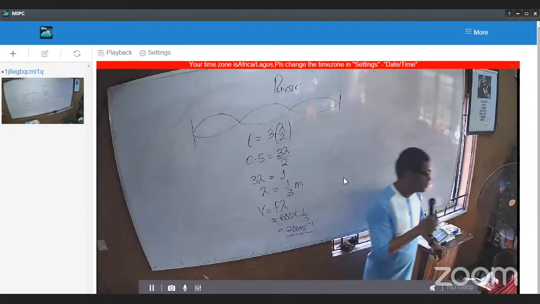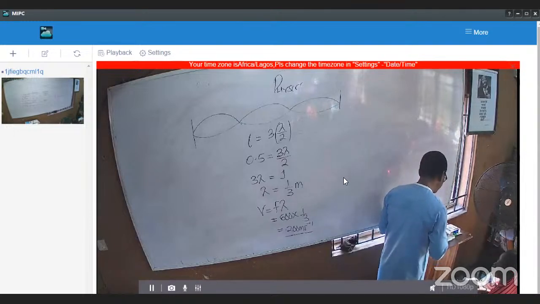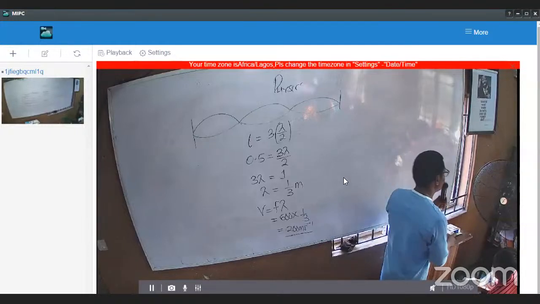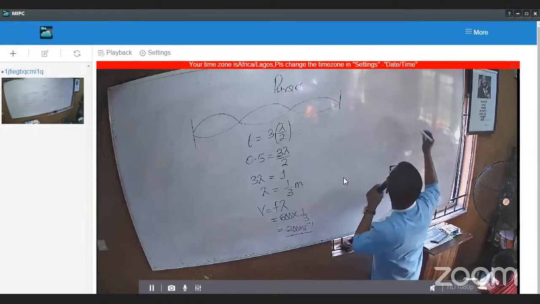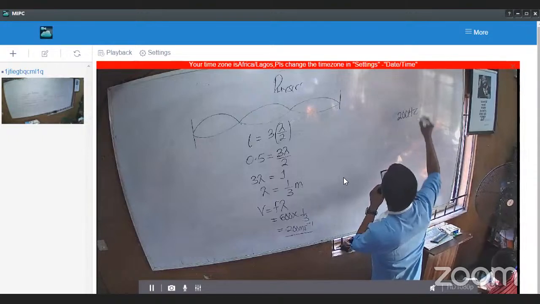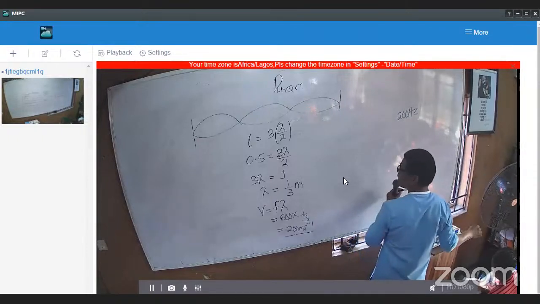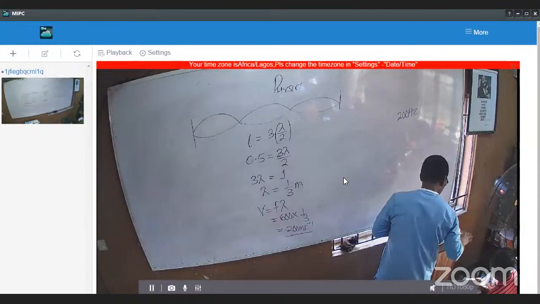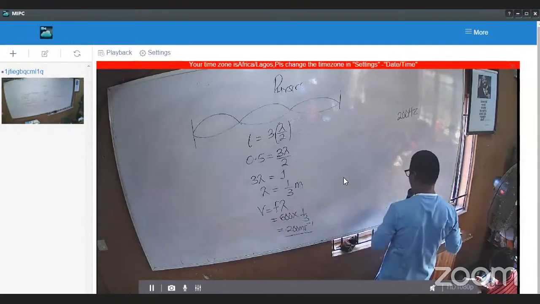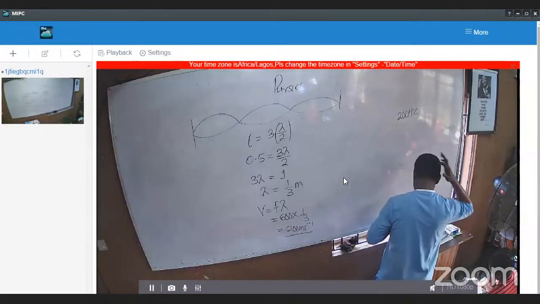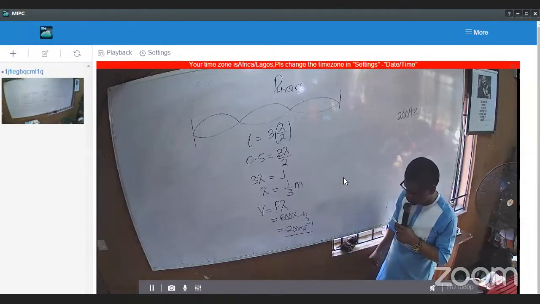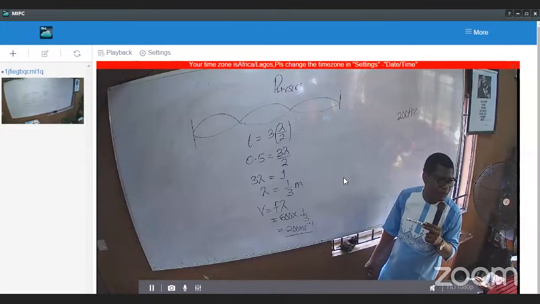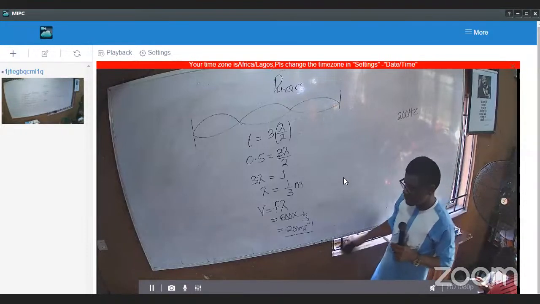In a closed tube, if the fundamental frequency is 200 hertz, find the frequency of the fifth overtone.